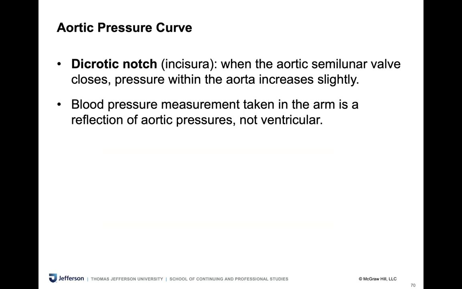Okay, looking at an aortic pressure curve, you have what's referred to as a dicrotic notch. This is when the aortic semilunar valve closes. This is actually going to cause the pressure within the aorta to increase slightly. So it's sort of like blood flows out, hits the wall, comes back, causing the valve to close, and that increases the pressure a little bit.